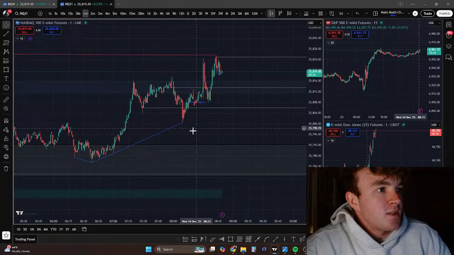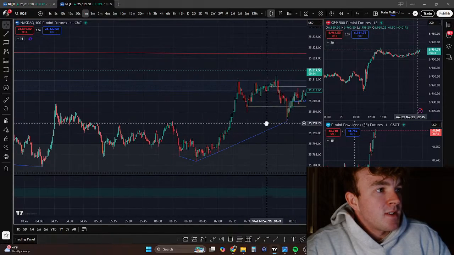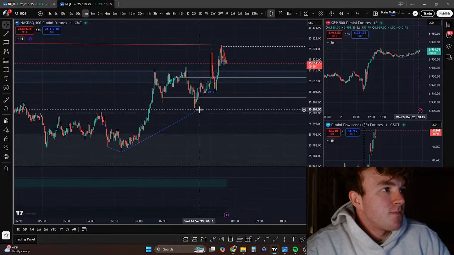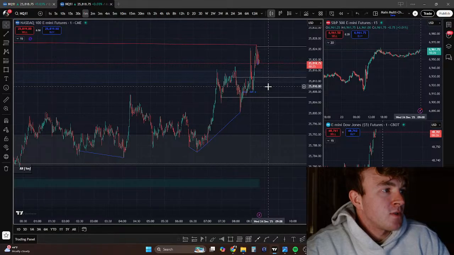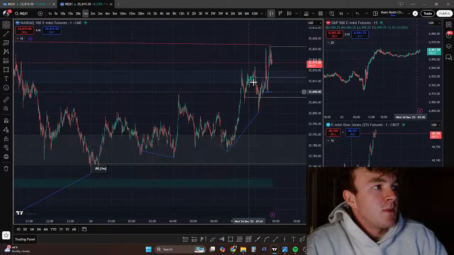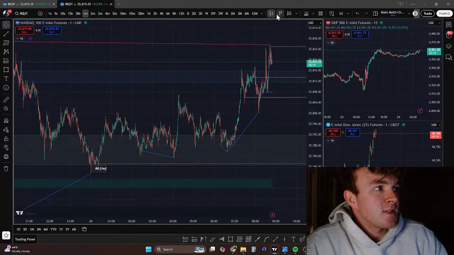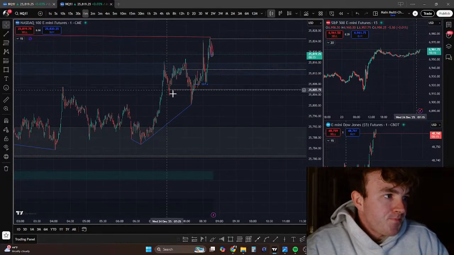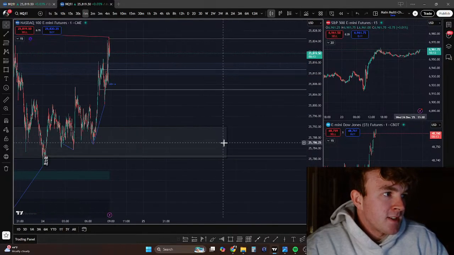So we did sweep out 730. I'm wondering, with this SMT it obviously looks bearish in the short term, but I'm kind of wondering maybe we will just sweep out these lows and then continue to the upside. I'm kind of still deciding here.